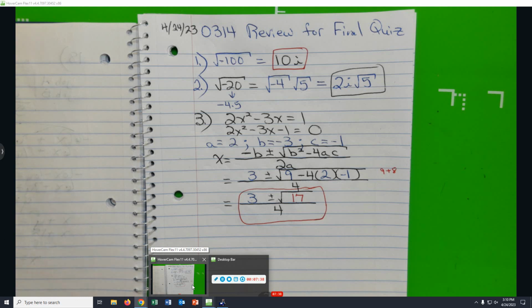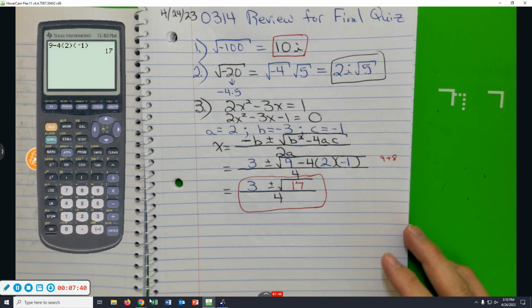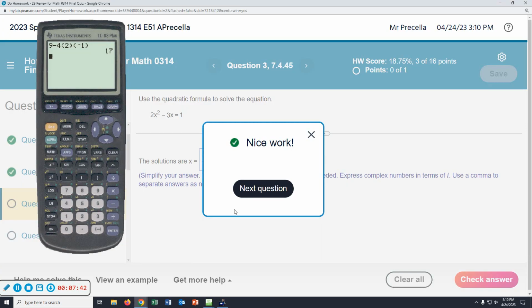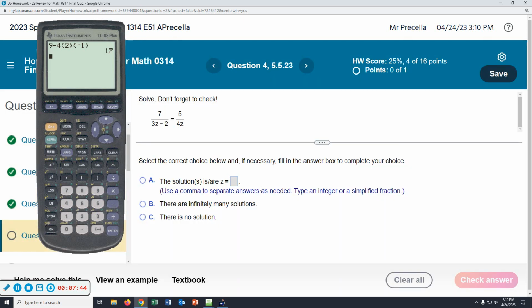What's on number 4? Solve. Don't forget to check. It's sort of... When we have a fraction, you don't want what number where? 0. 0 in the bottom. That's what it means by don't forget to check.